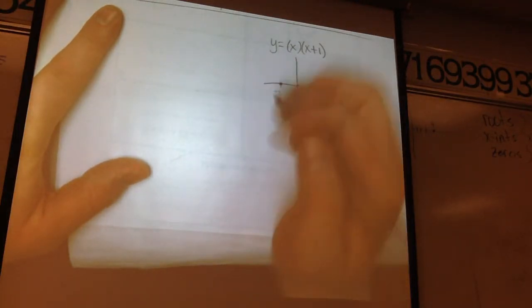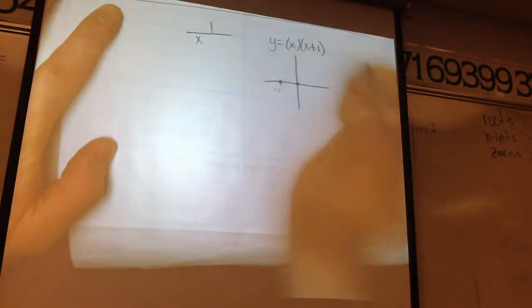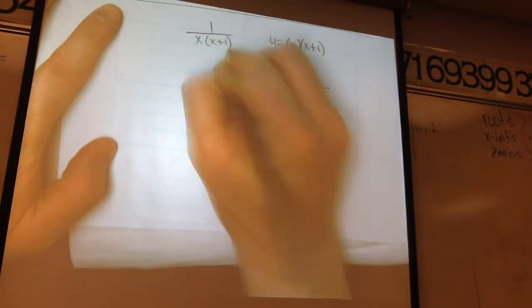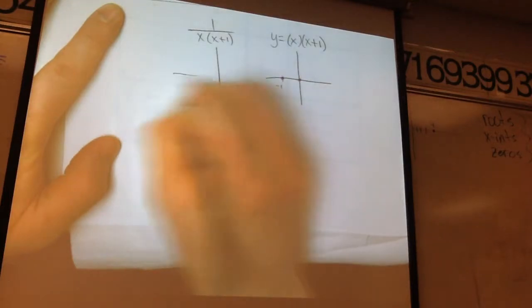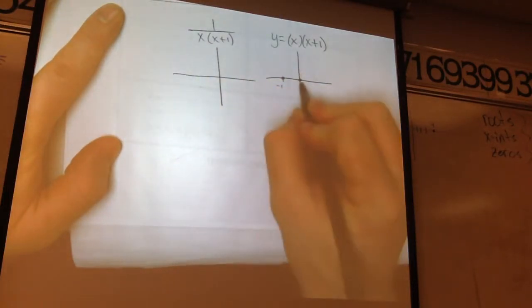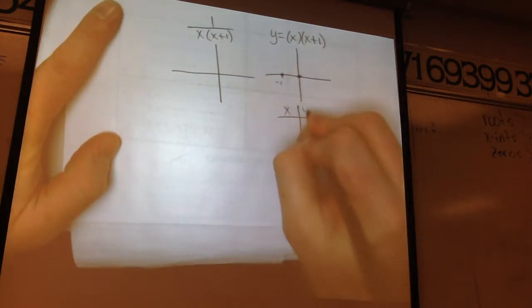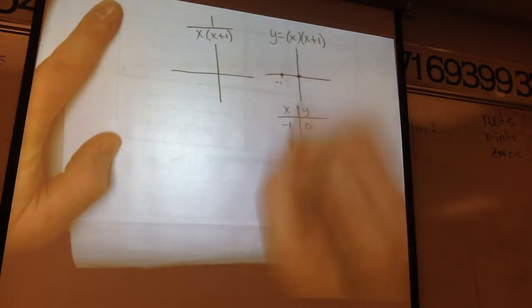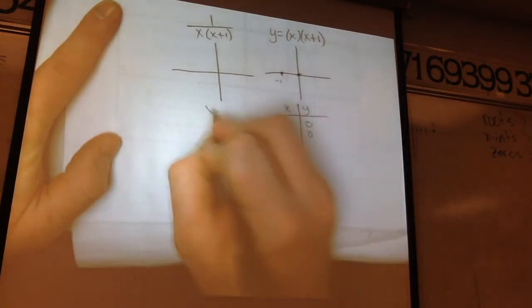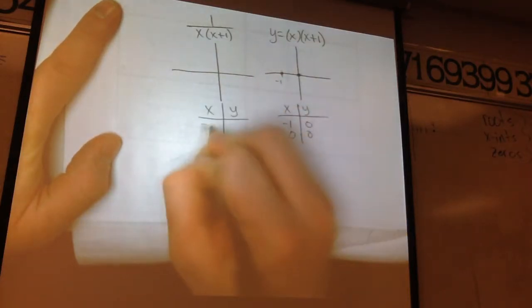So now if you did the reciprocal and graphed 1 over x times x plus 1, the middle thing... if it helps you, you can make a table. X, y: -1, 0, and 0, 0. My x's aren't going to change. I'm still going to use -1 and 0.